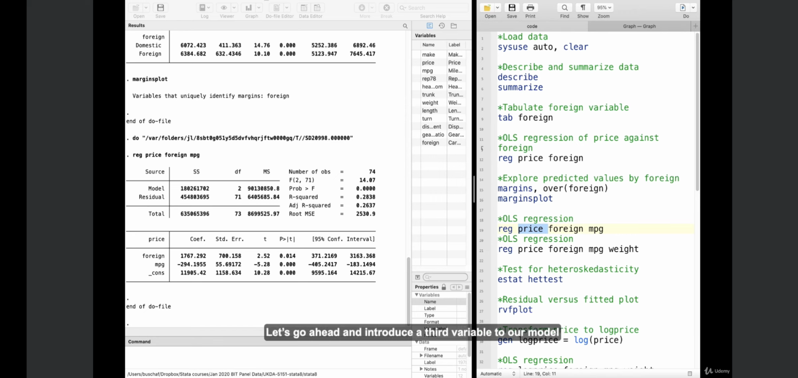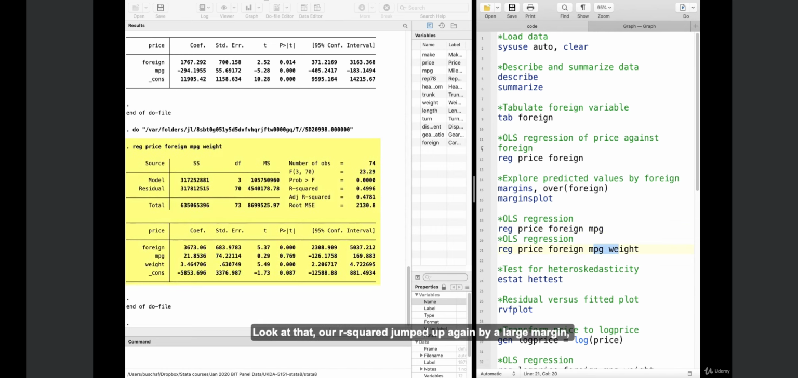Let's go ahead and introduce a third variable to our model, weight. Weight is likely to be an important variable because heavier cars need more raw materials, but also because heavier cars are likely to affect the miles per gallon number, and we know that this in turn affects the foreign estimate. So let's go ahead and add it to our regression model. Look at that. Our R-squared jumped up again by a large margin, and also our estimated effects have changed again. Let's explain it one more time from the top.